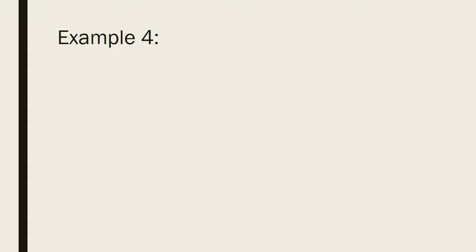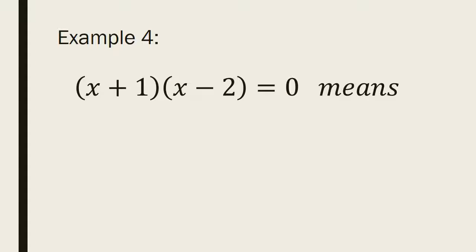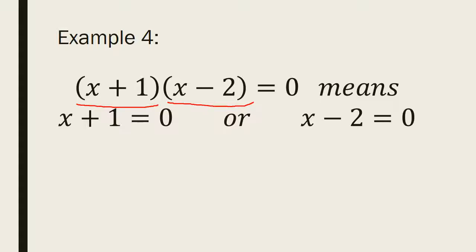Example number 4. Now this time we have x plus 1 times x minus 2 equals 0. Again, this means that either the first factor, x plus 1, is equal to 0, or the second factor, x minus 2, is equal to 0. So we're going to put this down as x plus 1 equals 0 or x minus 2 equals 0. And we're going to solve each part separately and then find out the value of x.